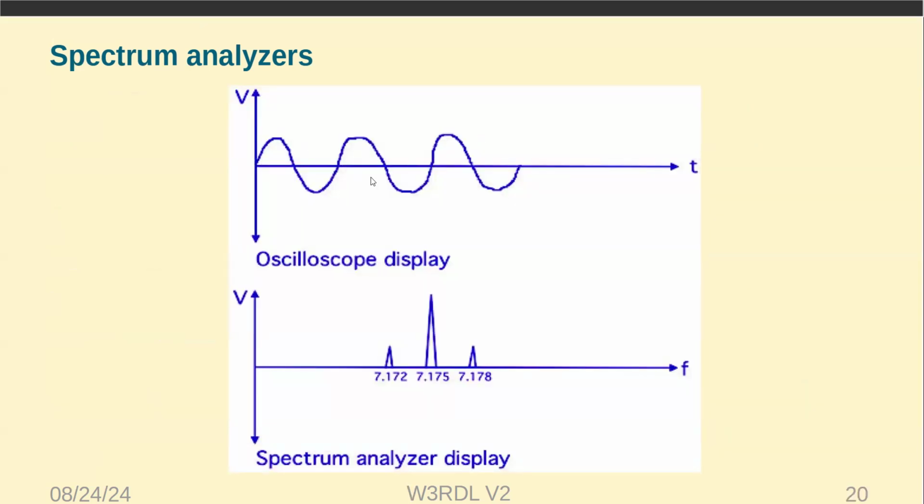This is just kind of a comparison. You see this nice sine wave if you looked at it on the oscilloscope, but if it had any modulation in it, what you're going to see on the spectrum analyzer is that carrier and these little sidebands.